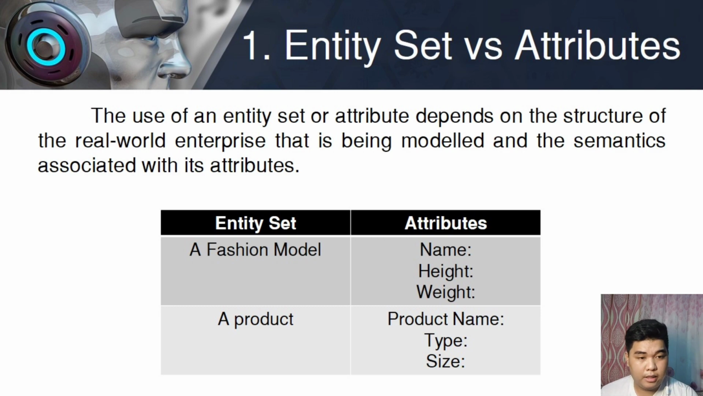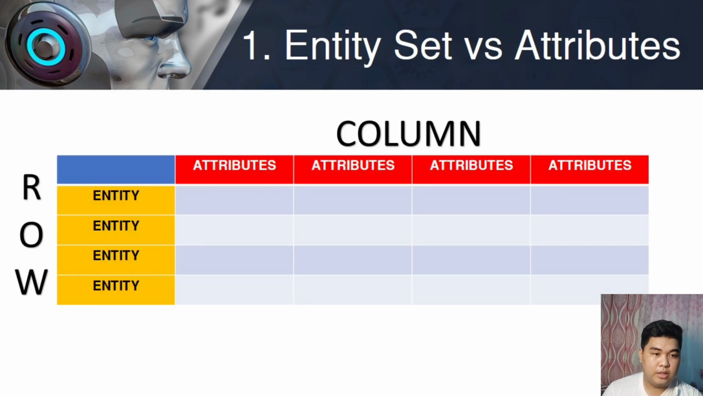Sa entity set natin, which is yung a fashion model, and yung attributes niya o yung information patungkol dun, or yung data natin, is yung name, height, and weight ng mismong fashion model. Then, another example is a product. Then, yung attributes niya is yung product name, type, and size. So, ito yung sa other example pa niya.